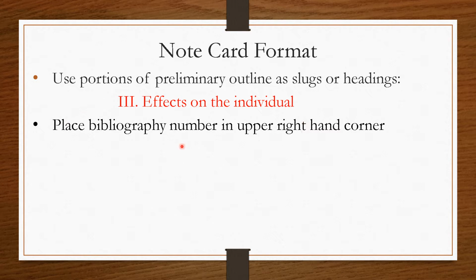I need you to place the bibliography number in the upper right-hand corner of each card. That way, this will just help you keep track of your resources, what is the primary source that you're using there. Definitely use the parenthetical references. Remember, that's the parentheses with the author's last name. If you don't have the author, you should use the first couple words of the title.